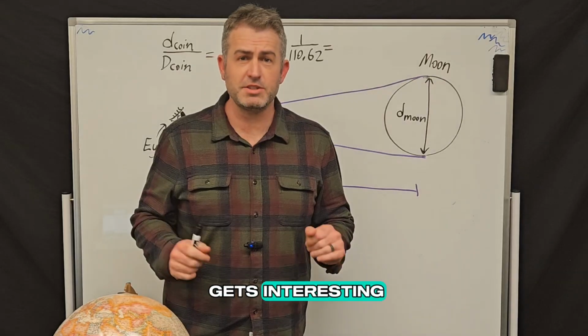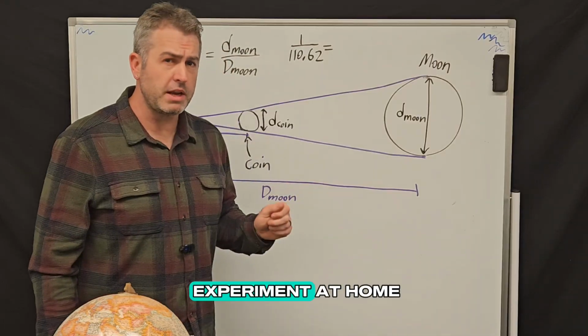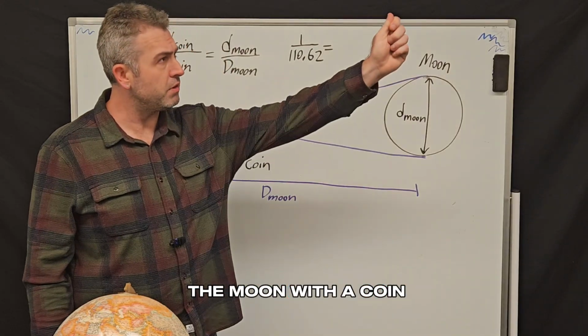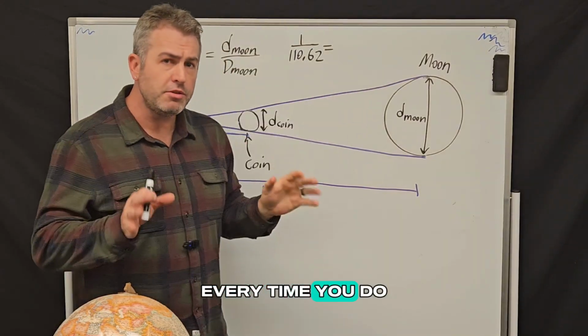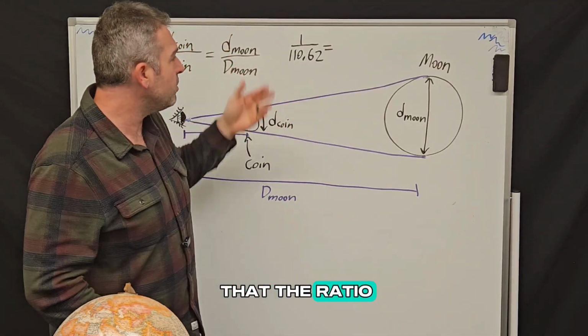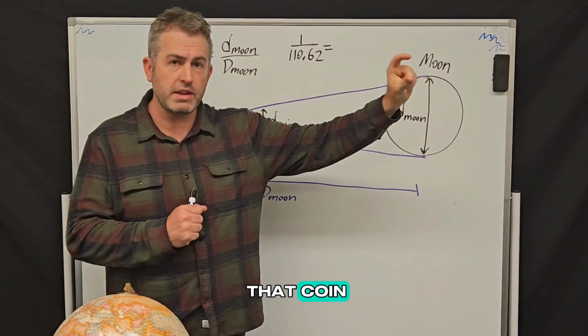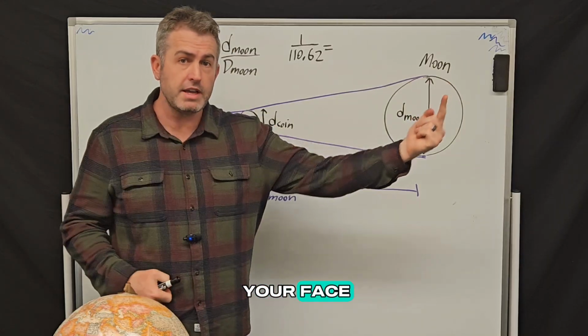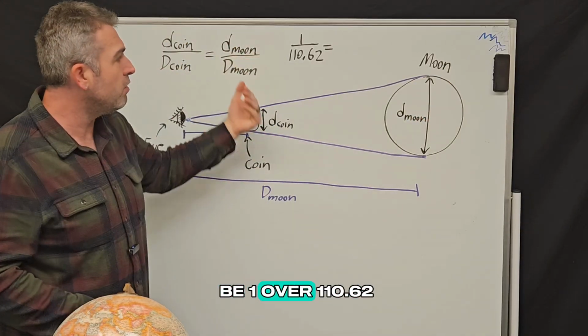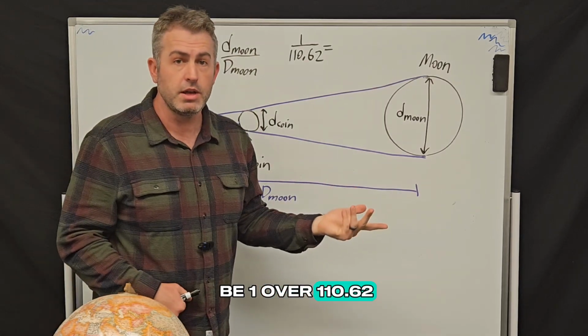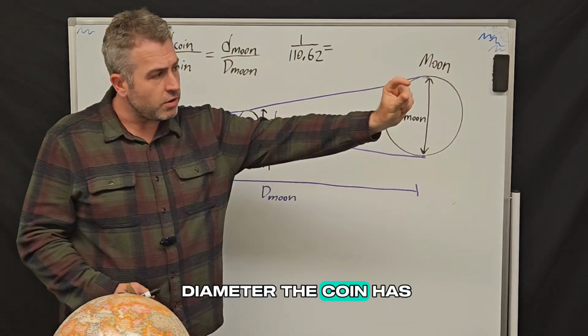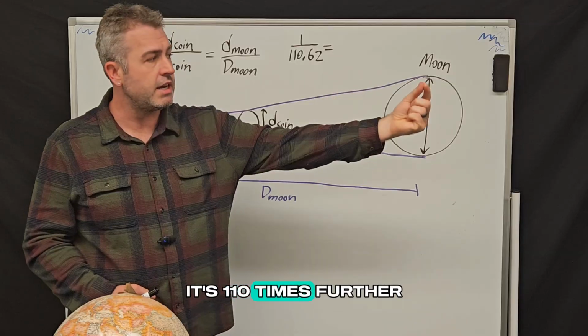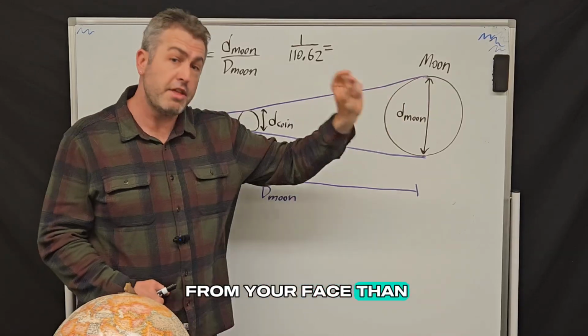Now here's where it gets interesting. When you do this experiment at home, if you block out the moon with a coin, every time you do it, it turns out that the ratio of the diameter of that coin that you measure divided by the distance of that coin from your face always turns out to be 1 over 110.62. So that means whatever diameter the coin has, it's 110 times further from your face than that number.